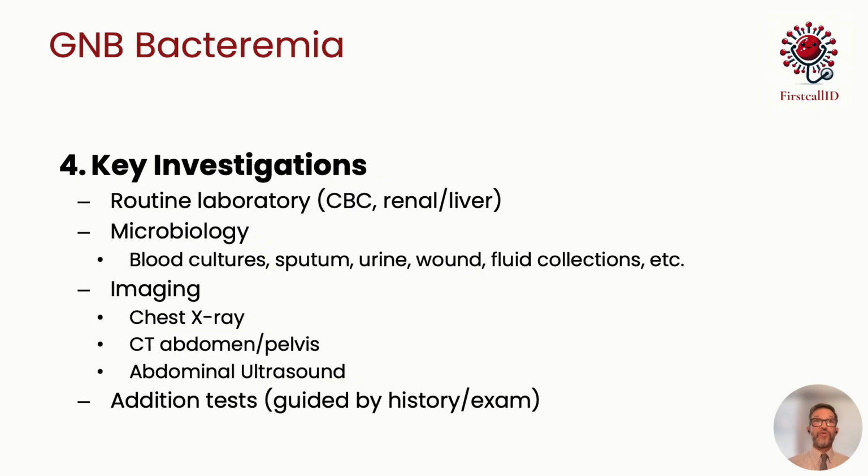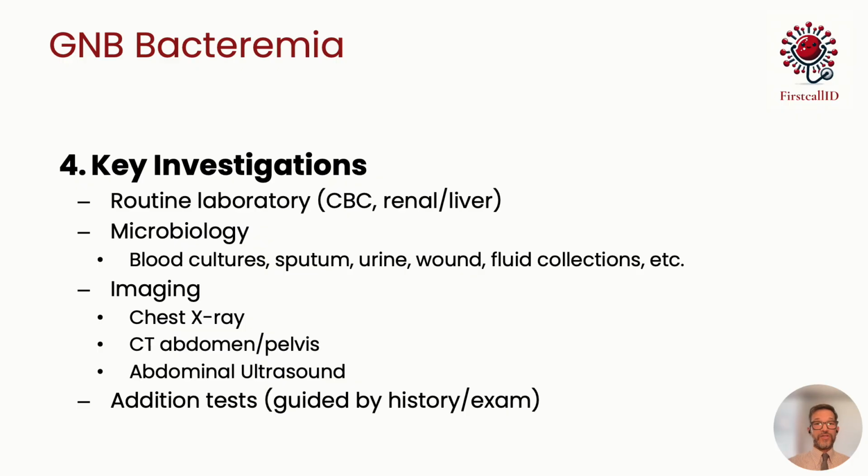So a chest x-ray, although pulmonary sources are not the most common, you do want to check to see if there's any evidence for consolidation. CT imaging of the abdomen and pelvis is one of the most routine tests when we're evaluating for a source. And in specific cases, when we want to take a closer look at the biliary tract, abdominal ultrasound might be of use.